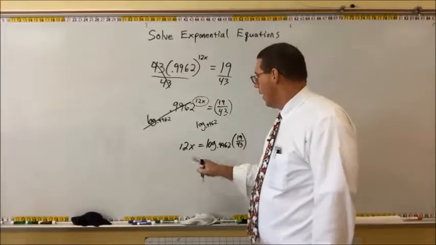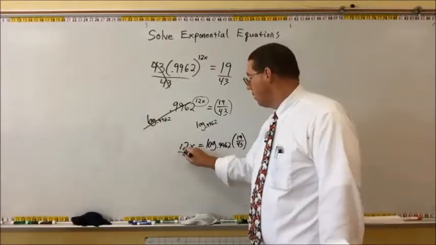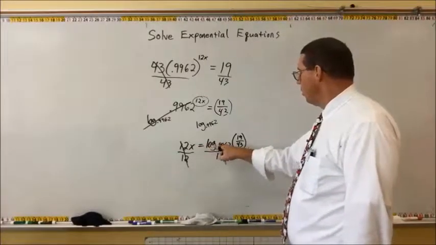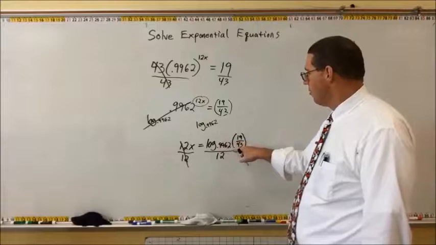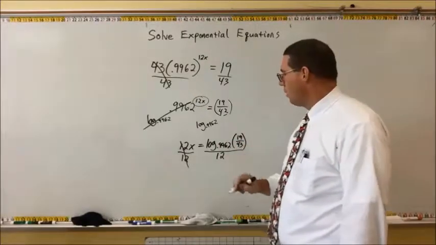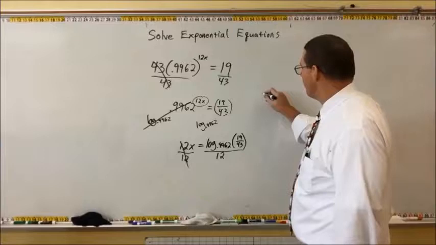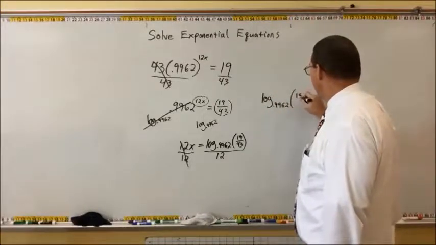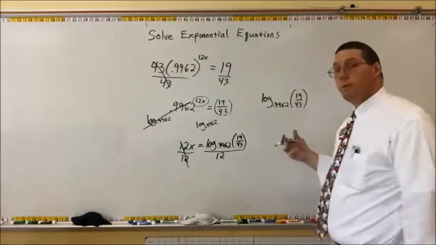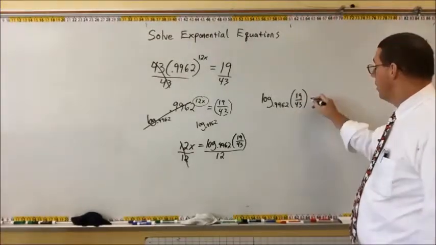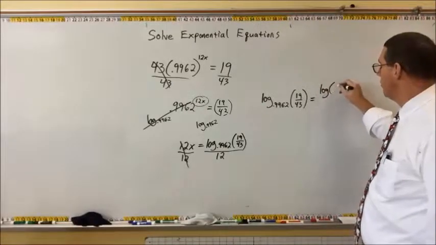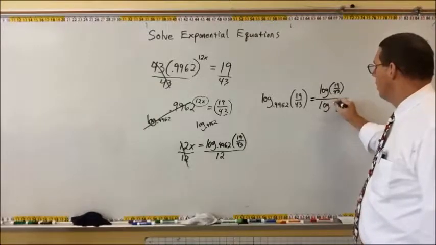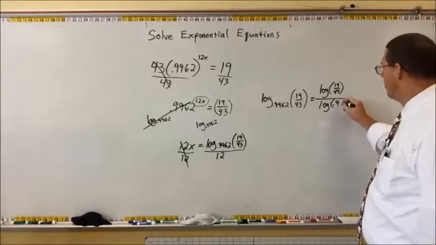Okay? Now to solve for x, I'm going to divide by 12 on both sides. And x is equal to log base 0.9962 of 19 over 43, divided by 12. Well, how am I going to do this logarithm? How do I do log base 0.9962 of 19 over 43? Well, I can use the change of base formula. I need to do the common logarithm of 19 over 43 divided by the common logarithm of 0.9962.